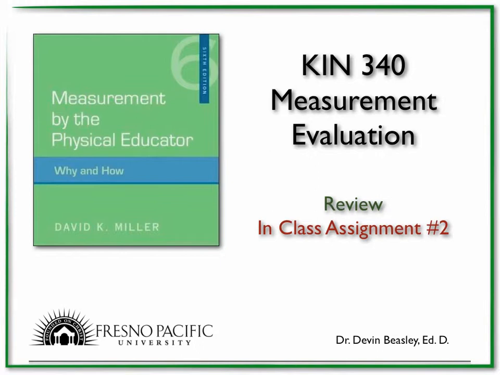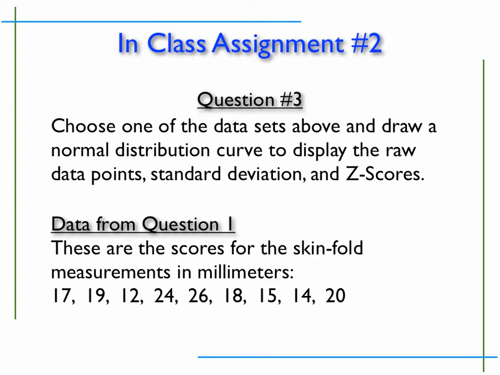Okay, in this presentation, I want to review in-class assignment number 2, question number 3, which there were several questions on. This question asks you to choose one of the data sets above and draw a normal distribution curve to display the raw data points, including the standard deviation and the z-scores. Although it stated t-scores, I really meant z-scores. So let's do this for question number 1.